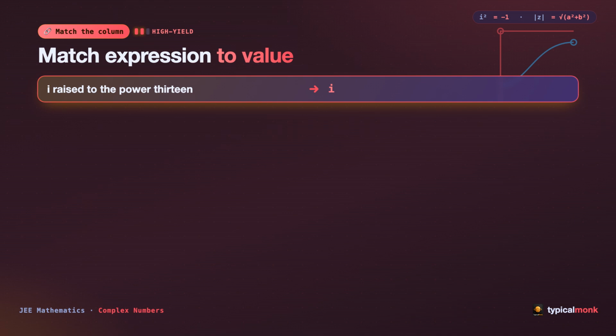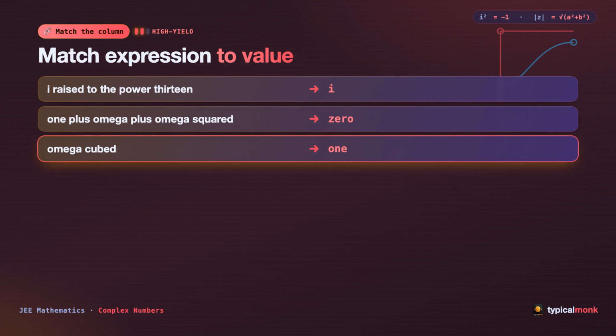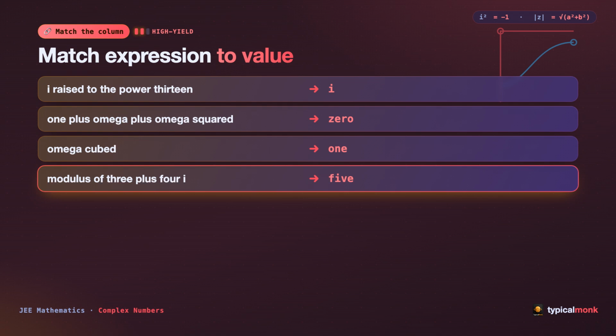So this equals i itself. 1 plus omega squared is the classic identity, and it equals 0. Omega cubed: since omega is a cube root of unity, this equals 1. And the modulus of 3 plus 4i is the square root of 3 squared plus 4 squared, which is the square root of 25, so it equals 5. If all 4 came to you before the reveal, complex numbers are becoming yours.